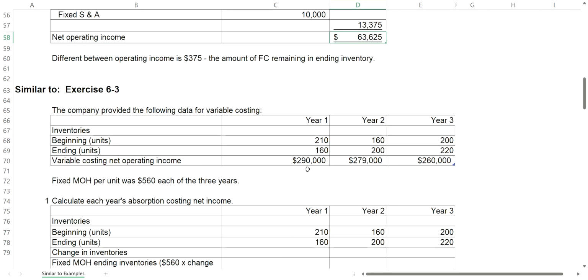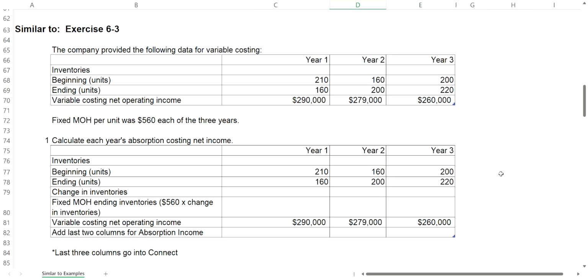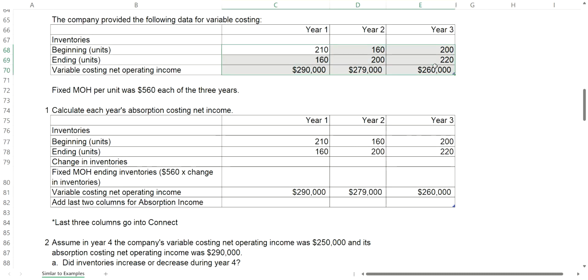Okay, let's go on and do exercise 6.3. We're going to calculate each year's absorption costing net income. So assume you're given the beginning units, the ending number of units for 3 different years, the variable costing net income, which you got when you did the variable costing income statement. Okay. Now we are going to do it for the absorption and compare. So I just went ahead and recopied down the beginning and ending inventory. So I recopied those here. And I also recopied down what we got for variable costing net income when we did the variable costing income statement.